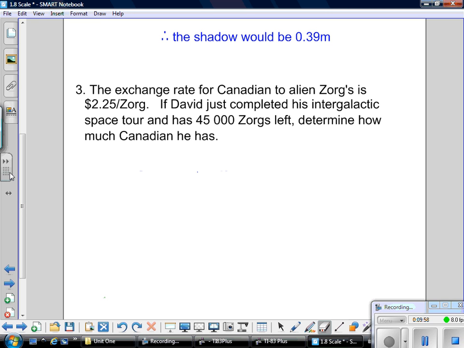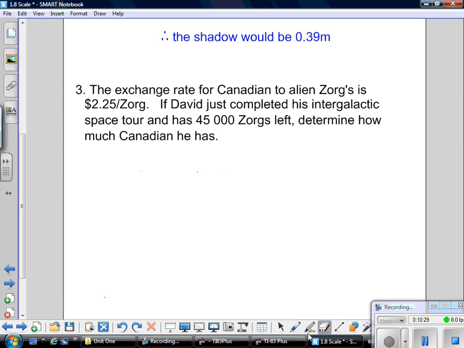So here we have alien money, and they're called Zorgs. So the exchange rate for Canadian to alien Zorgs is $2.25 Canadian equals 1 Zorg. So if David just completed his intergalactic space tour and has 45,000 Zorgs left, determine how much Canadian he has. Okay, so let's find out exactly whether David is rich or not.